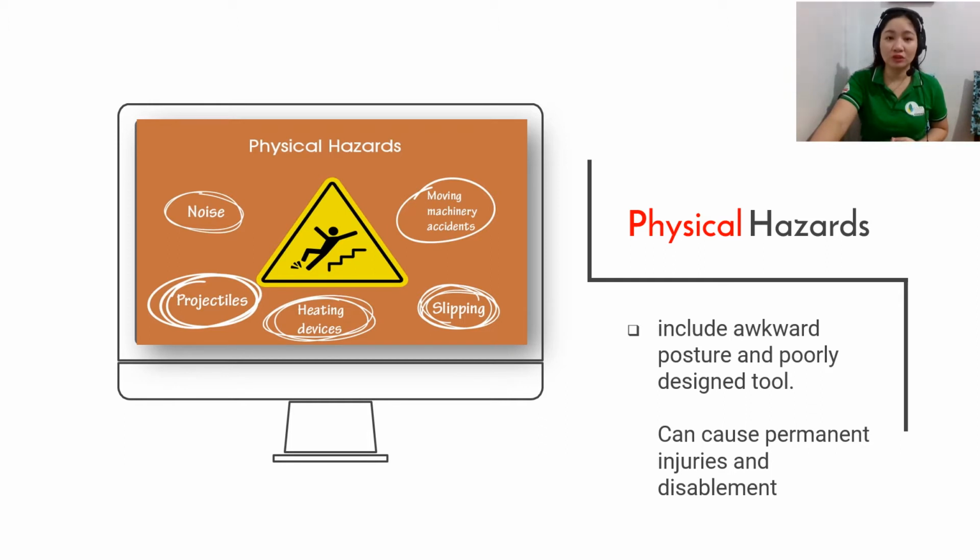It includes floors, stairs, work platforms, steps, ladders, fire, falling objects, slippery surfaces, manual handling or lifting, pushing, pulling, excessively loud and prolonged noise, vibration, heat and cold, radiation, poor lighting, ventilation, and air quality. Those are some of the examples of physical hazards.